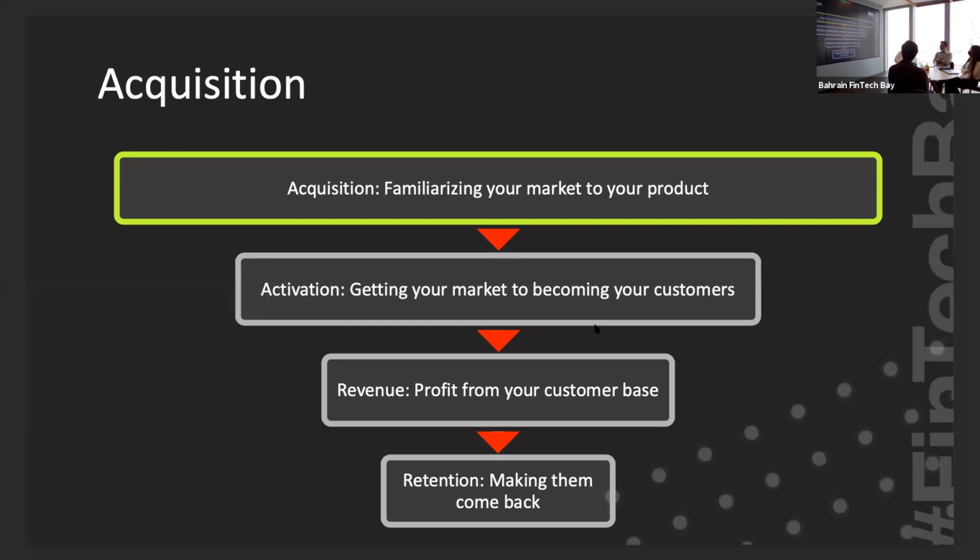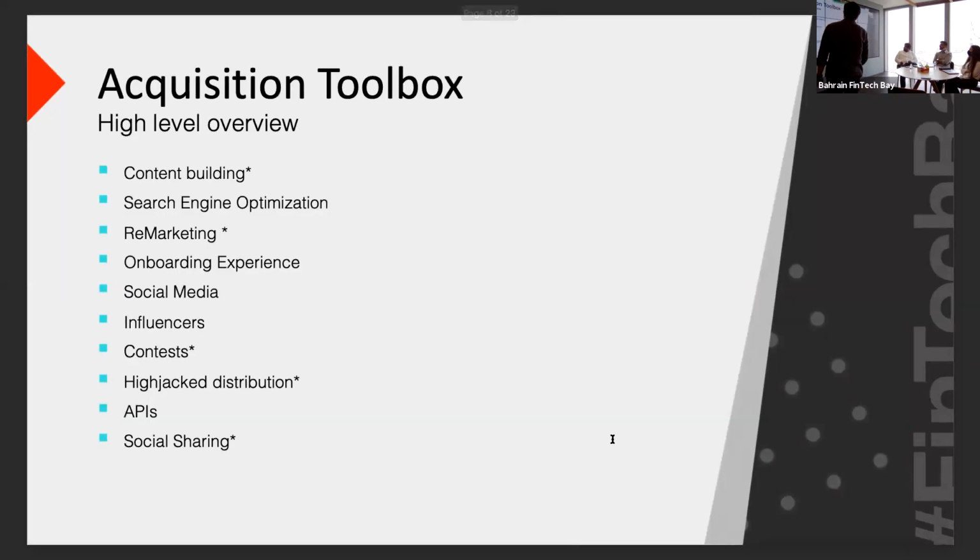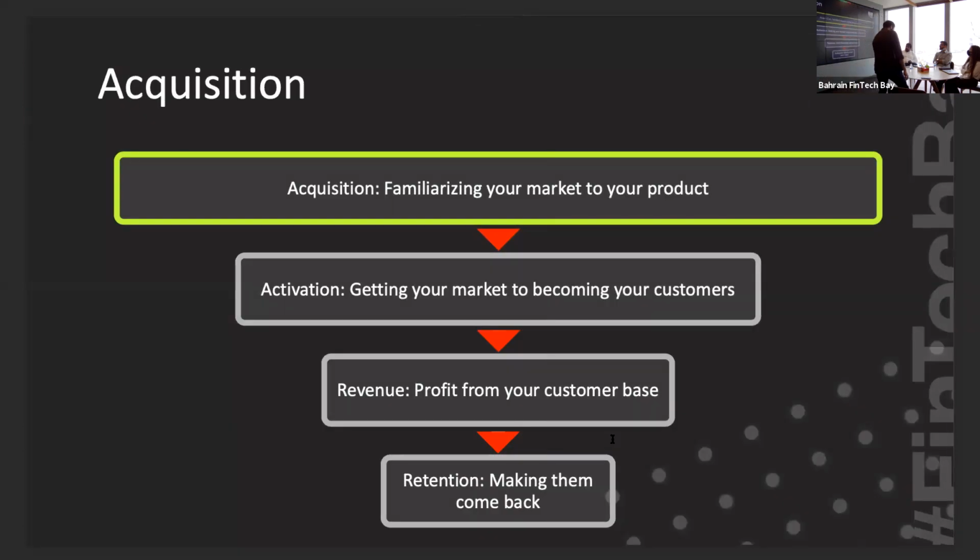The second, so this is the first one. I'll talk high level, then we're going to go into the individual ones. So the first is, okay, they know about who you are, that you exist in the world. Then you go to activation, which is the second stage, which is getting your markets to become your customers. So they know who NBB is, and then activation is they set up an account with NBB. It doesn't mean that NBB has made profit from them, but they have an account. So they took one step closer.